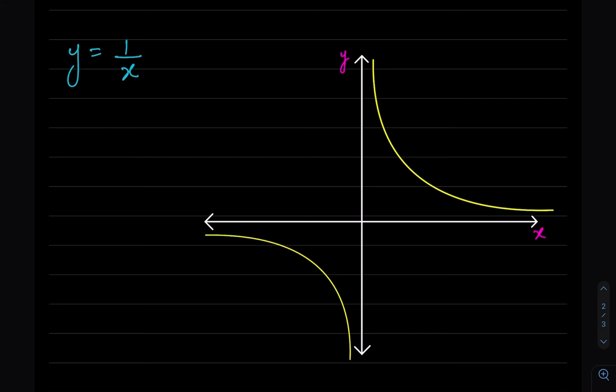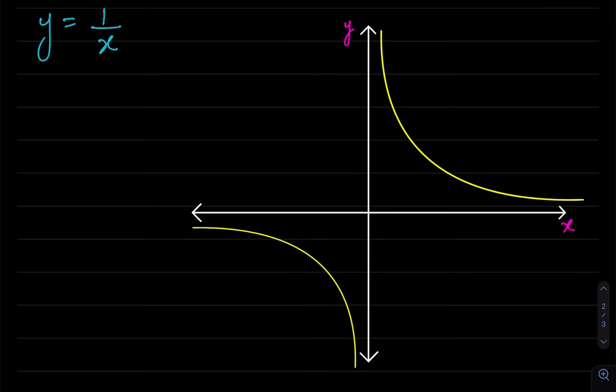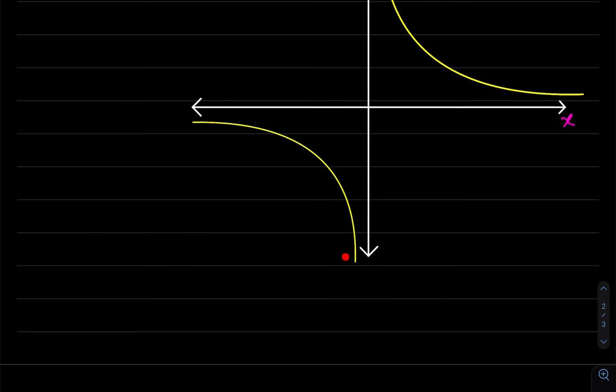I can put in 1, 2, 3, 4, 5, or negative numbers, any numbers, and they are going to be great. But there is a value that breaks the rules of the universe. Before we say what that value is, let's take a look at the graph. As you can see, the graph is moving upwards in this direction, and it's going downwards in this direction as well.